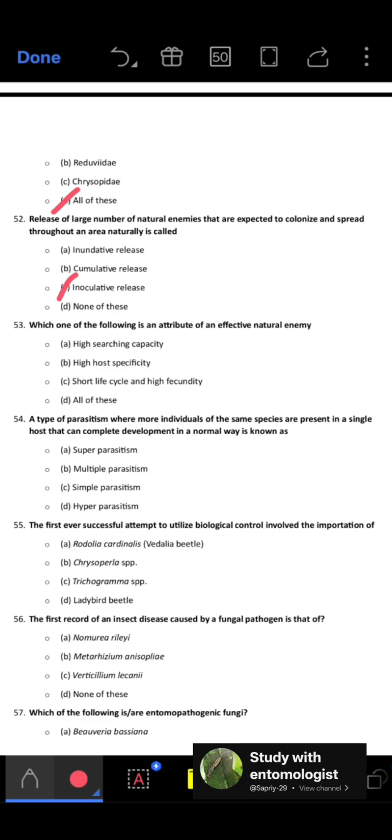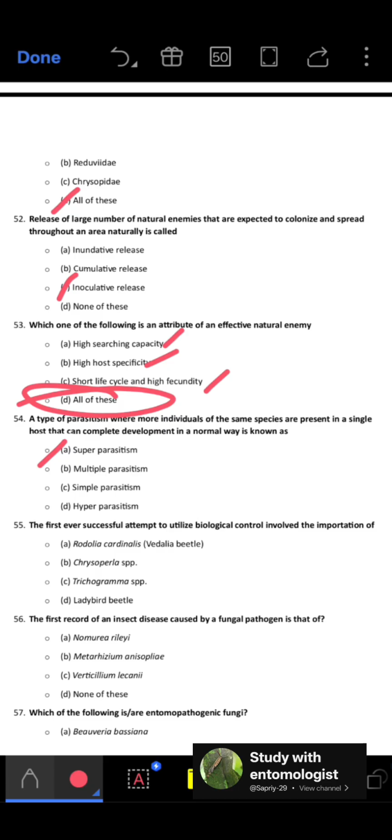Next is which one of the following is an attribute of an effective natural enemy? They have high searching capacity, high host specificity, short life cycle and higher fecundity. So all of these belong to the effective natural enemy characters. Next, a type of parasitoid where more individuals of the same species are present in a single host than can complete development in a normal way is known as superparasitism.